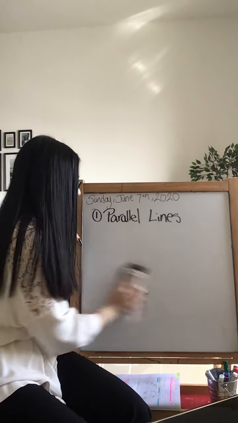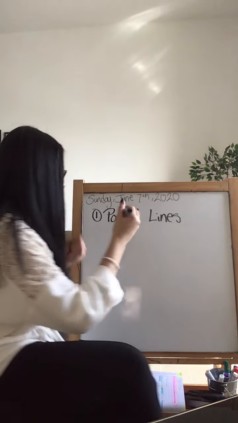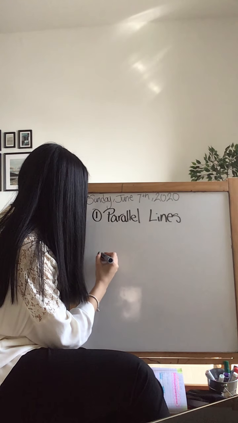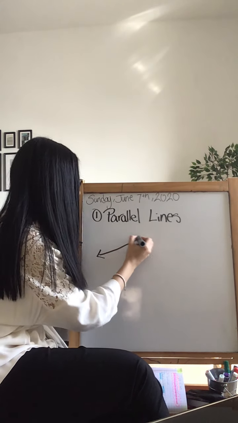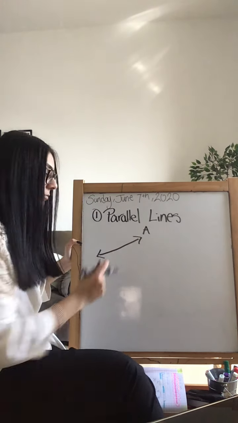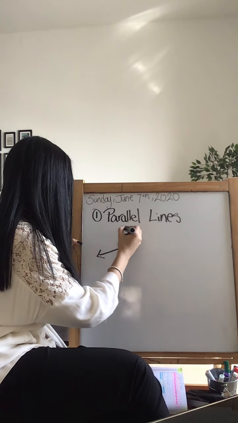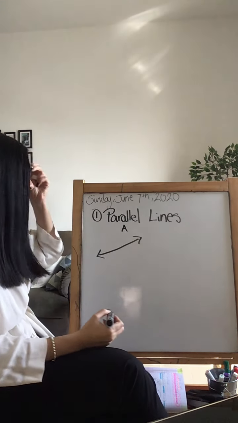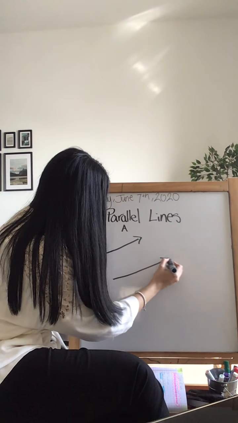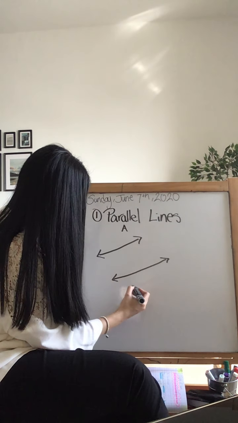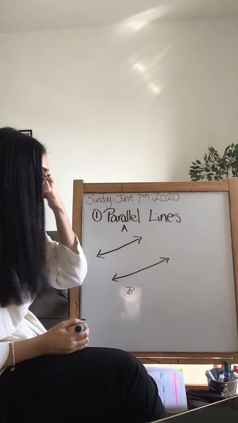So what does that look like? Let's say I had this line. Okay? And I'll just call this line A. Now, I've got another line. Maybe I'll draw it over here. And I will label this B. So I've got line A and line B.